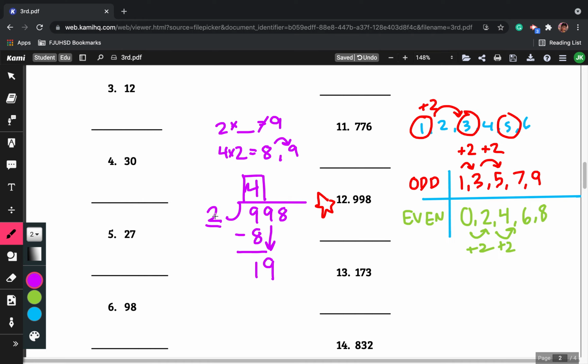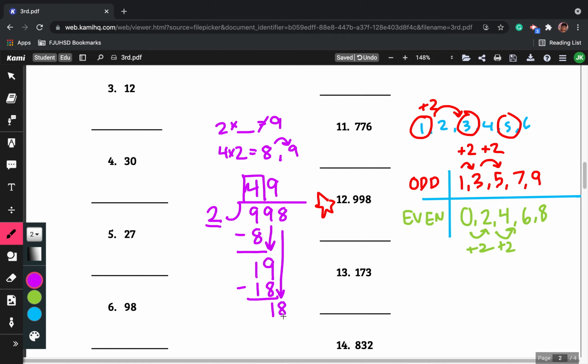So now it's 19. How many times can 2 go into 19? The answer should be 9, because 9 times 2 is 18, and that's the closest to 19. 9 minus 8 is 1. 1 minus 1 is 0, so that's just blank. And the last number goes down.